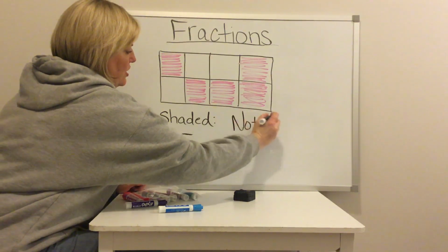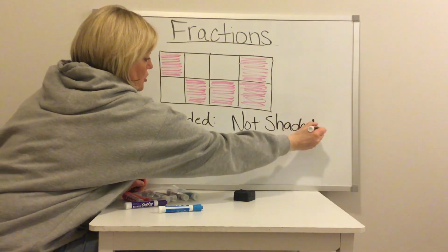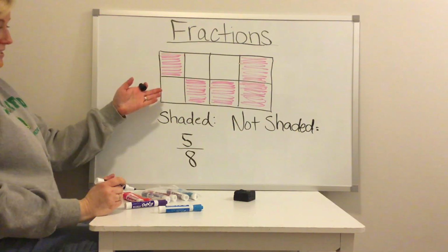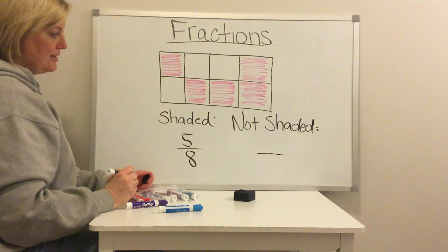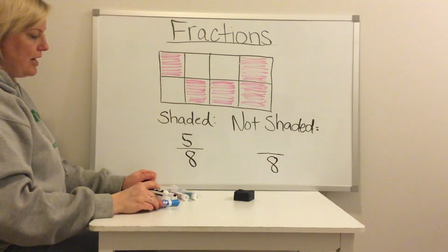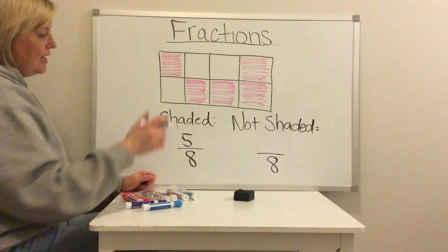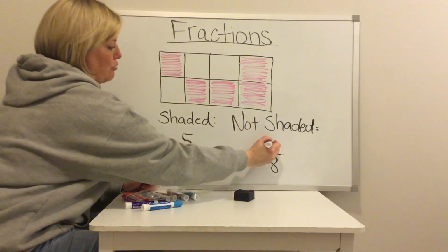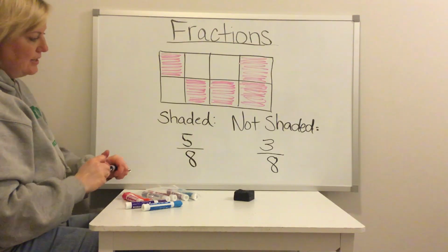All right. Now, a fraction for the not shaded area. Okay. Again, it's the same figure, so I have the same number of total pieces. There are still 8 in the entire thing, so that is my denominator. Now I count the ones that are not shaded, and I have 1, 2, 3. So 3 is my numerator. So I would read that fraction as 3/8.